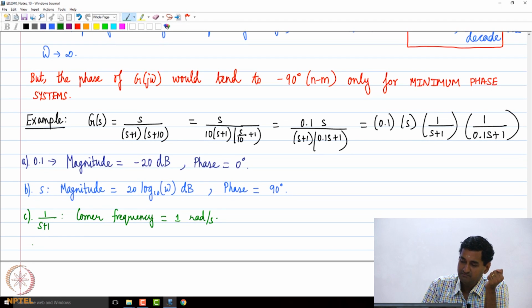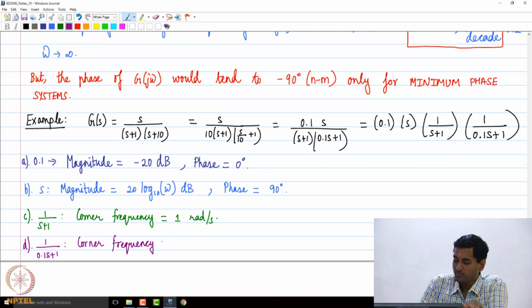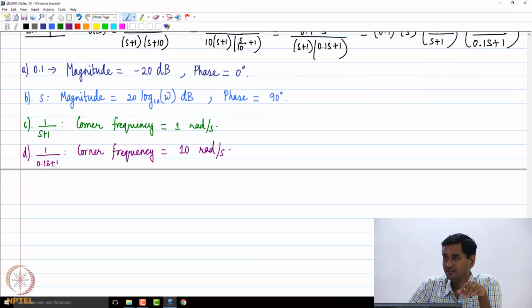So 1 radian per second is the corner frequency for this term. Then the fourth term is 1 divided by 0.1 s plus 1. What is its corner frequency? Here T is 0.1, so 1 by T is 10. So 10 radians per second is the corner frequency. I hope it's clear how we got these values. So these are the 4 blocks. We just need to plot the magnitude plot and the phase plot for these 4 terms and then add them. That's all we need to do.